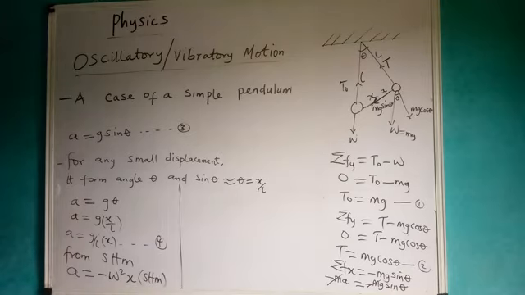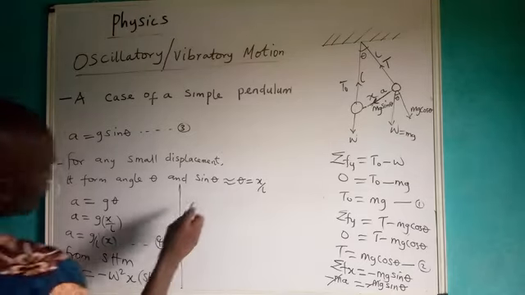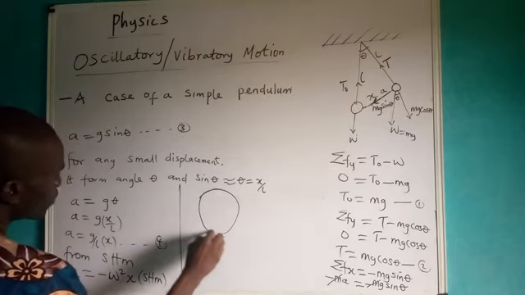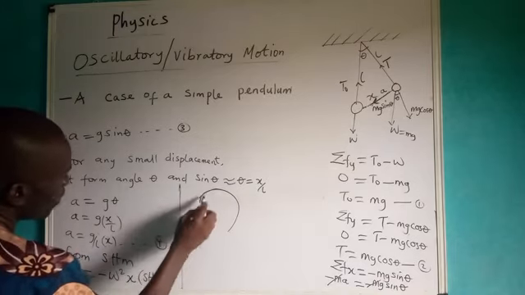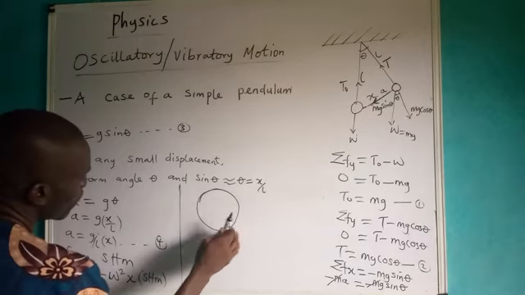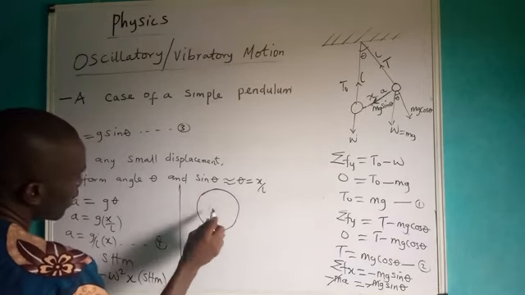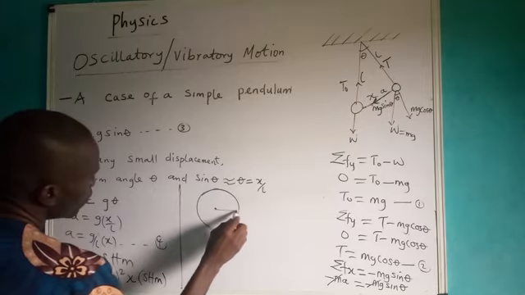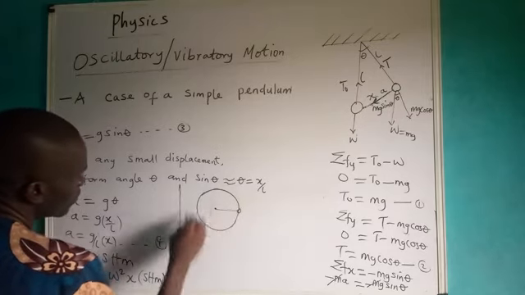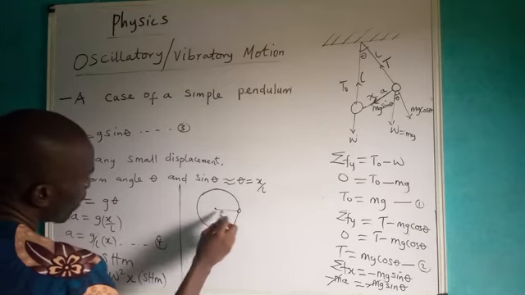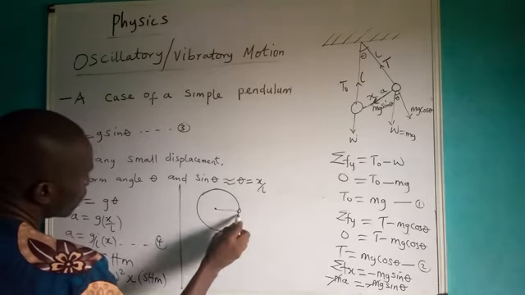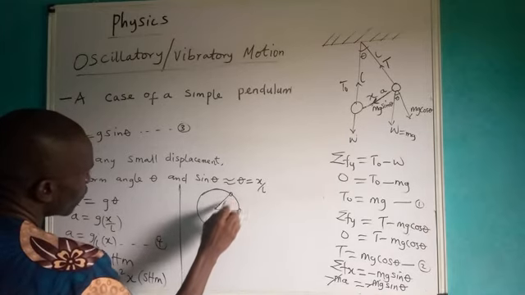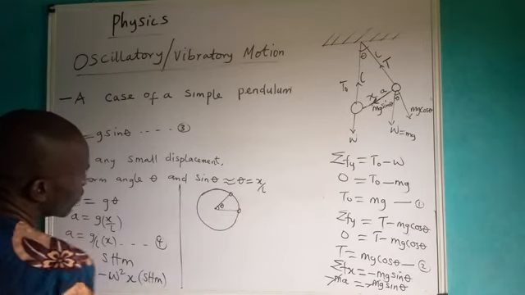And also don't forget circular motion. Remember, we have done circular motion before. If a body decides to move along the path of this circle, and we move it to this position, it will form an angle, and that angle will be theta.